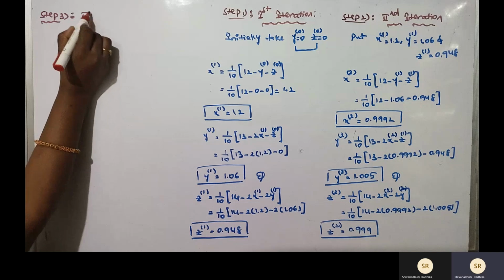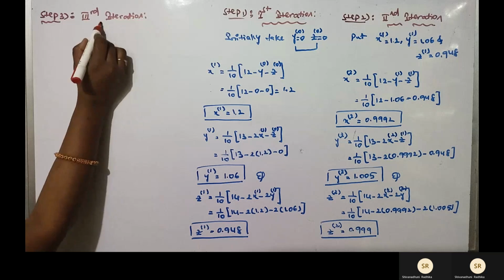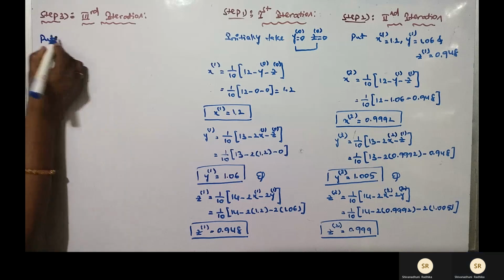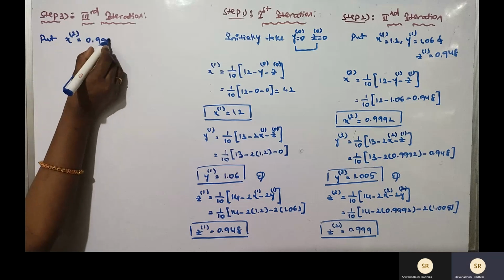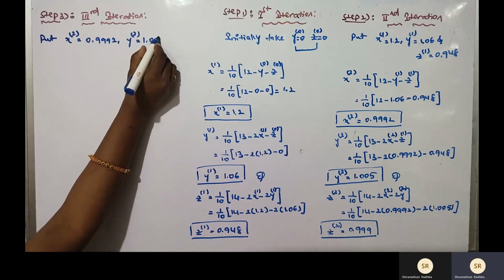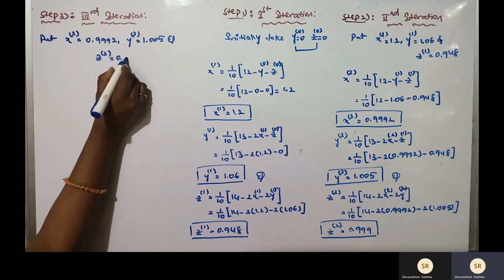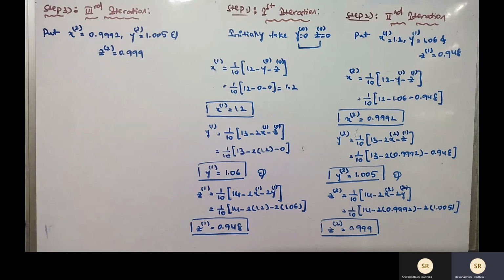Step 3 is the third iteration. What is the third iteration? Again, same procedure. We are going to substitute the second iteration values. X2 is 0.992, Y second approximation 1.005, and Z second approximation 0.999. So these are in the second step.